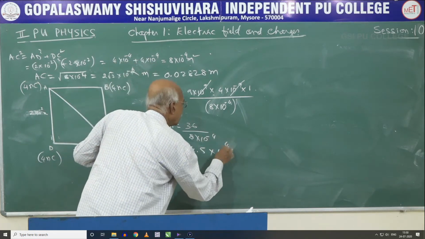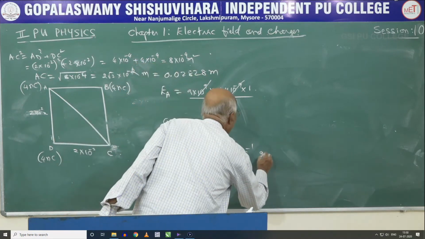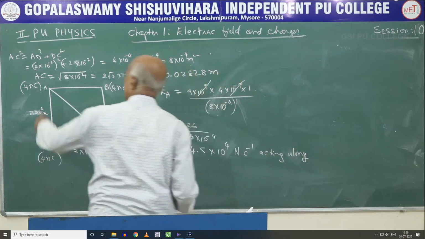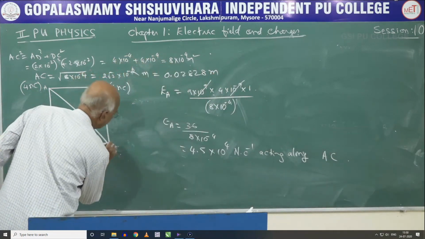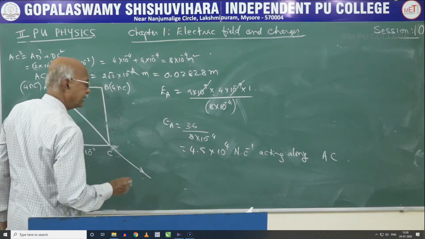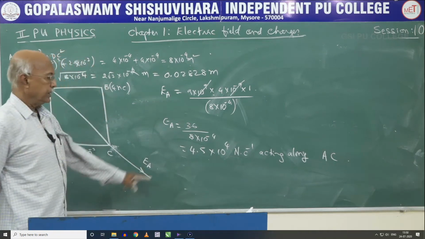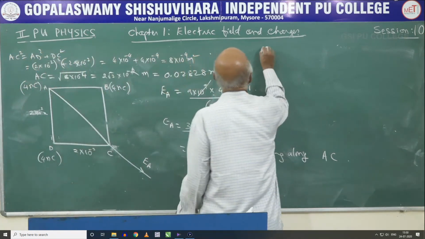4.5 into 10 to the power of 4 Newton per Coulomb, and it is acting along AC produced. So therefore this is the direction in which the resultant is available. This is what is nothing but equal to E of A. E of A is acting along this direction. Now we will similarly calculate E of B.